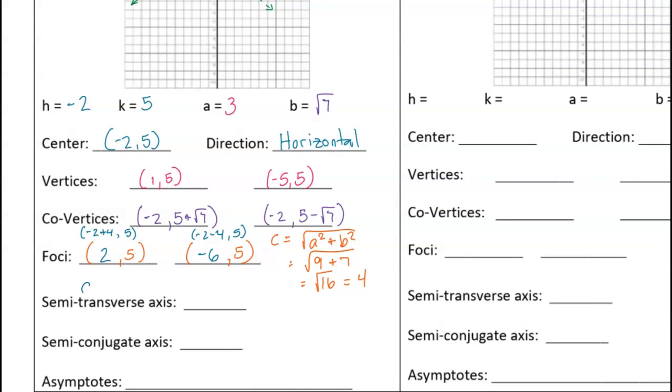And semi-transverse, remember, is our A value. Semi-conjugate is our B value.